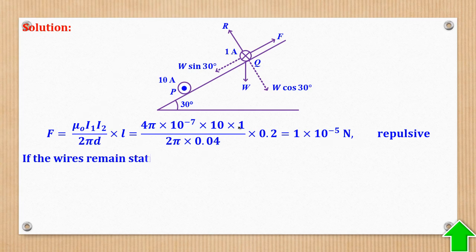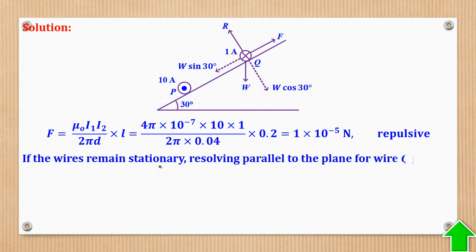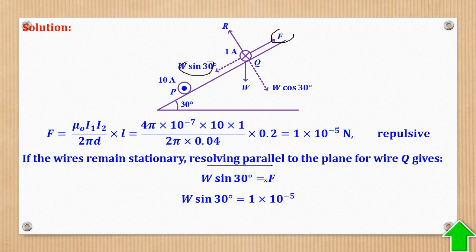After that, we shall now say, if the wire remains stationary, it means that when I resolve parallel to the plane, for wire Q, forces up the plane should be equal to forces down the plane. Therefore, W sine 30 should be equal to F. Come and substitute for F and remain with W as the only unknown. So make it the subject to come up with the answer they wanted.